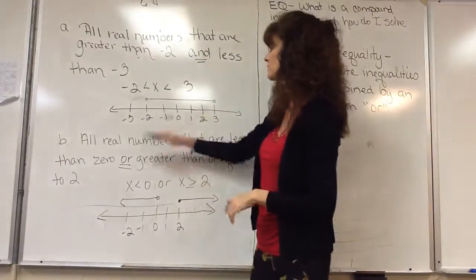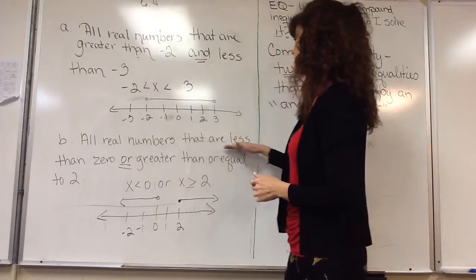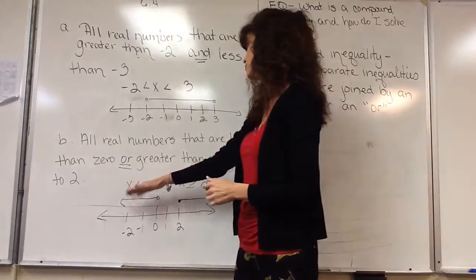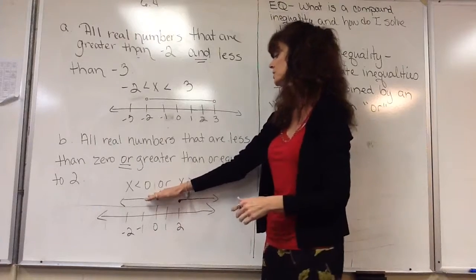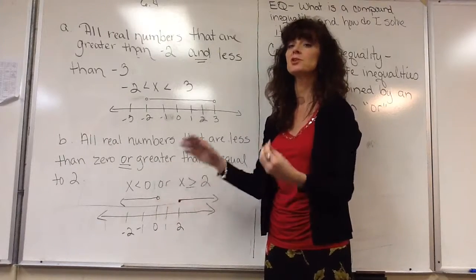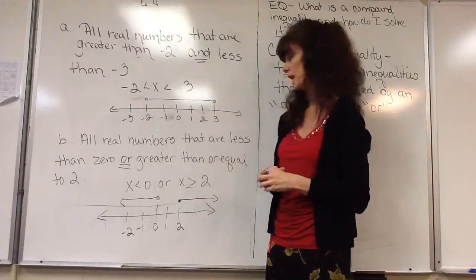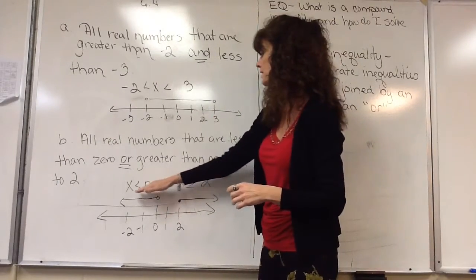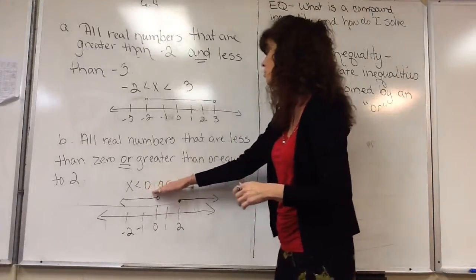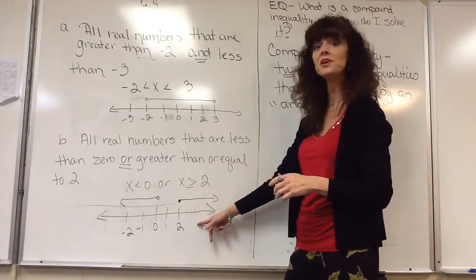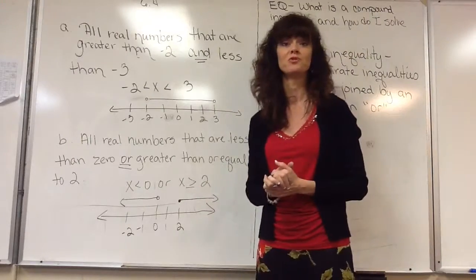Now, let's go ahead and take a look at B. All real numbers that are less than 0 or greater than or equal to 2. Now, this is a disjunction, which is actually not unity. It's when we do not have intersection between the two graphs. So, we're going to write it: x is less than 0 or x is greater than or equal to 2. And notice we graph it and there is no intersection between the two graphs.